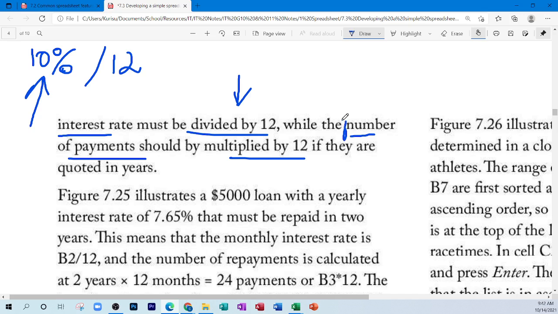Now, the number of payments is also given in years. So we have to multiply it by 12. So if we get 6 years, we multiply it by 12 so that we can get how many months we need to pay for.